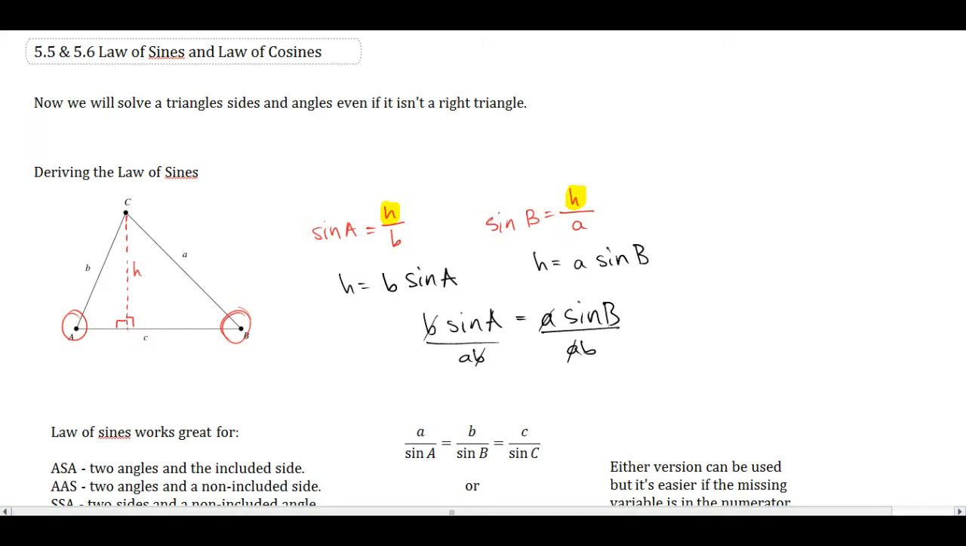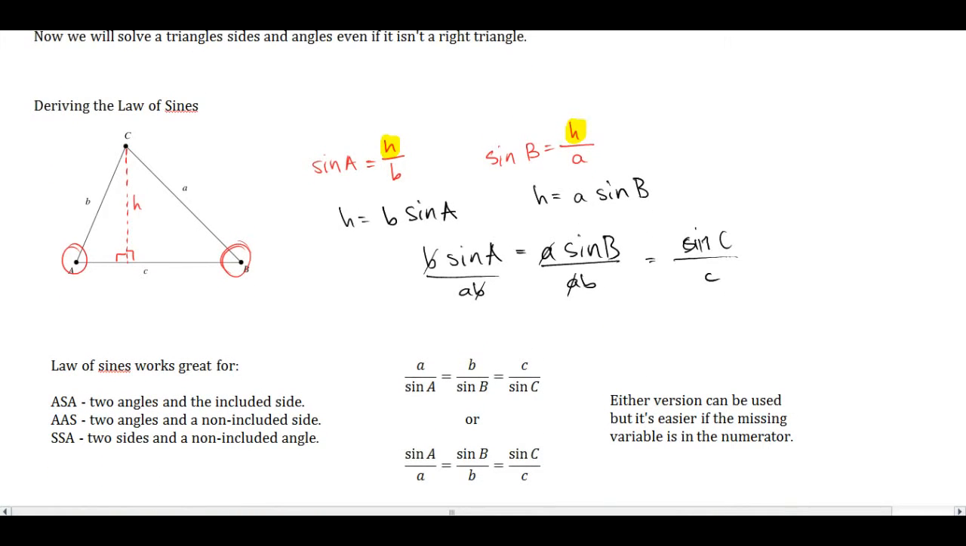and you have sine A over a equals sine B over b, and I could do the same thing if you wanted me to throw in sine C, and you would learn quickly that sine C over c is equal to those too, and all those ratios are true. So there you have it, the law of sines. You can write it either way: the sides on the top and the angles on the bottom, or the angles on the top and the sides on the bottom. You just can't mix it up halfway through the problem. So stick with it. I usually like it if the thing that I'm looking for is in the numerator.